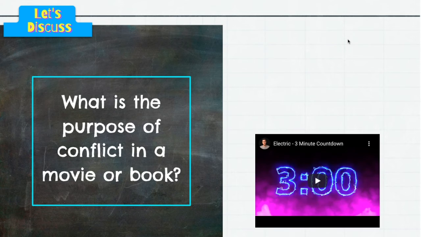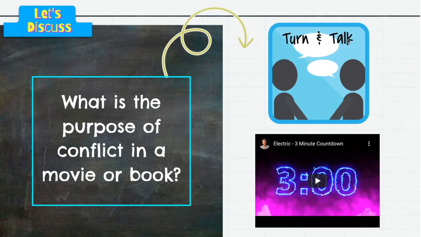Now let's discuss, what do you think is the purpose of these types of conflicts in movies or books? Why do we even have them? So I want you to press pause and then if you have someone around you, turn and talk. If you don't, no worries, just jot it down. What is the purpose of conflict in a movie or book?